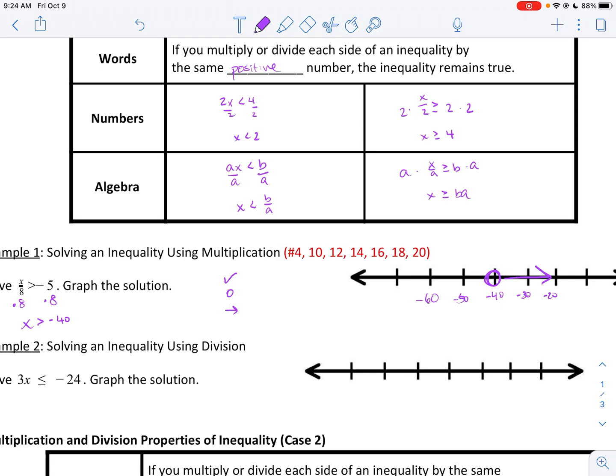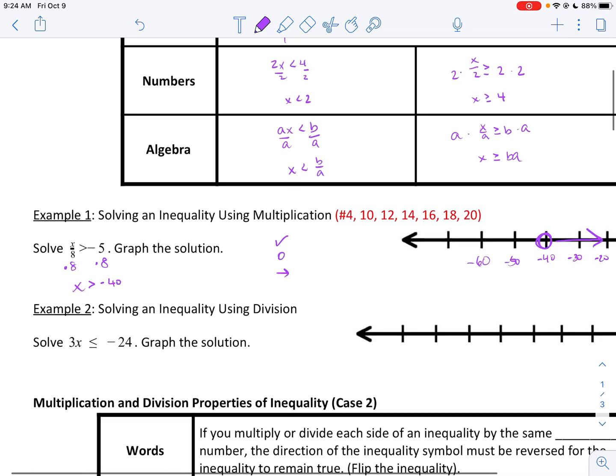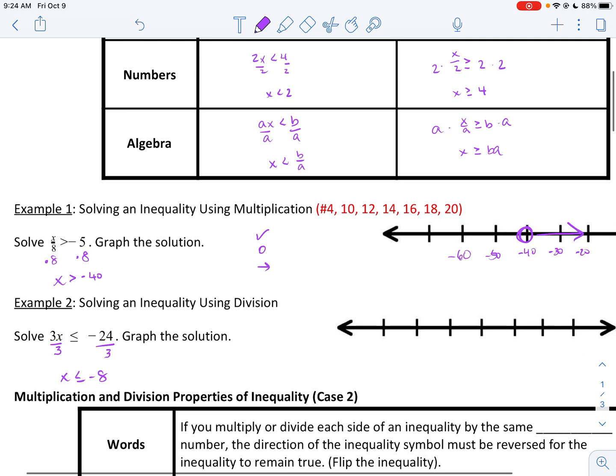Alright, example number 2, I have 3x is less than or equal to negative 24. Divide by 3, get x is less than or equal to negative 8. Okay, so negative 8. Variable on the left side, closed circle going to the left. Negative 9, negative 10, negative 7, negative 6. Closed circle going to the left.